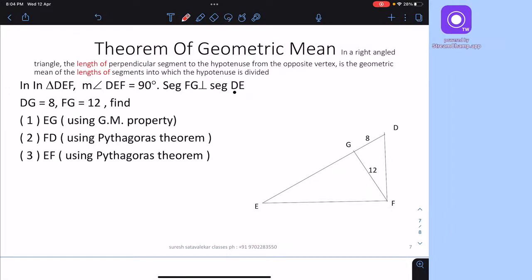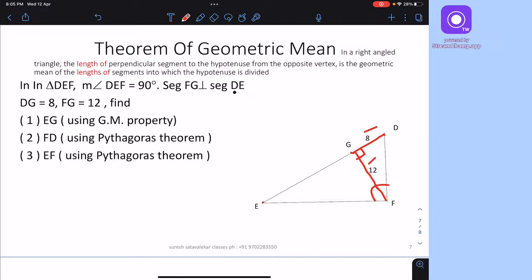In triangle DEF, measure angle DEF is 90. Seg FG is perpendicular to DE. DG is 8. This DG is given as 8. FG is 12. This FG is 12. You have to find EG.